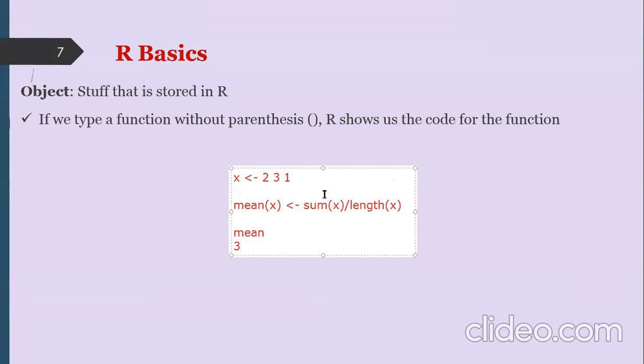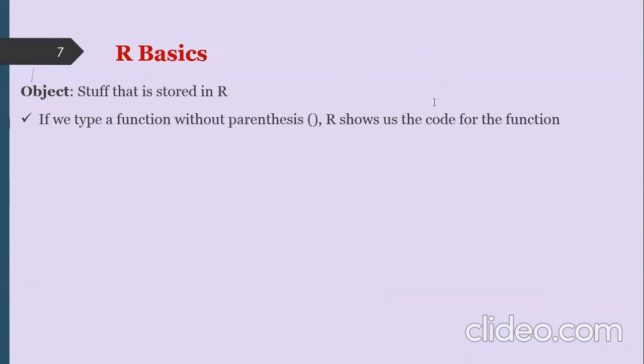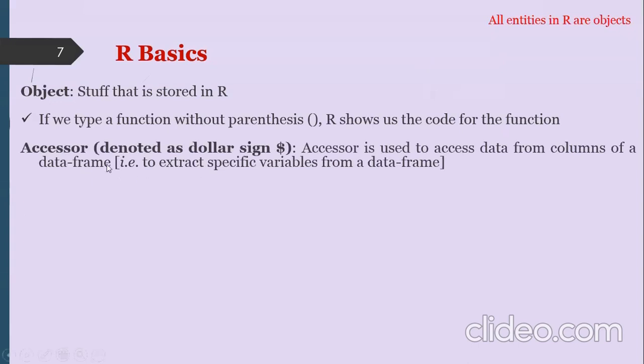R will show us the code for that function. And accessor is a sign. This dollar sign is the accessor sign. An accessor sign is used to access the data from the columns of the data frame, that is, to extract a specific variable from a data frame. So what does this actually mean?